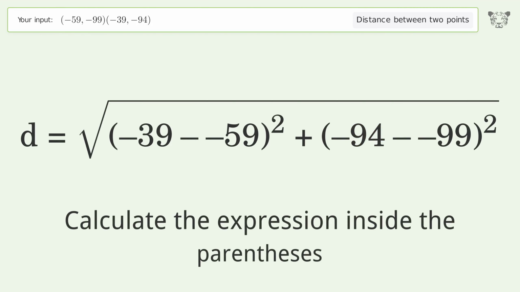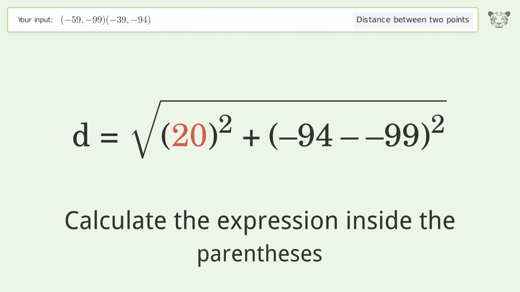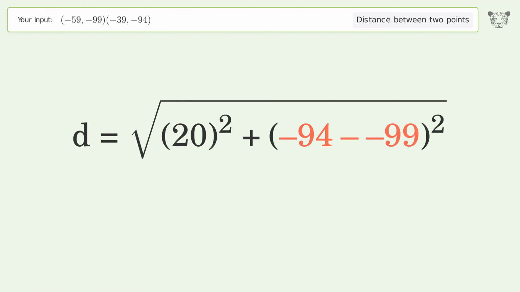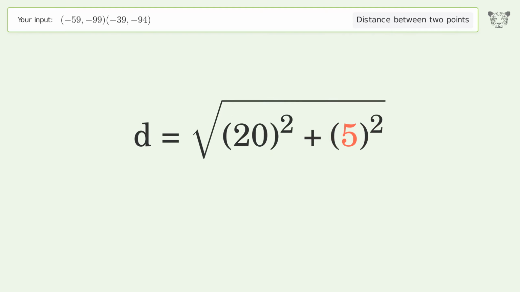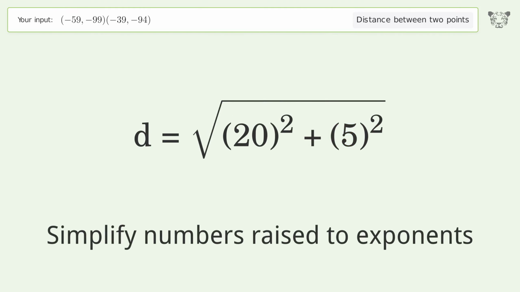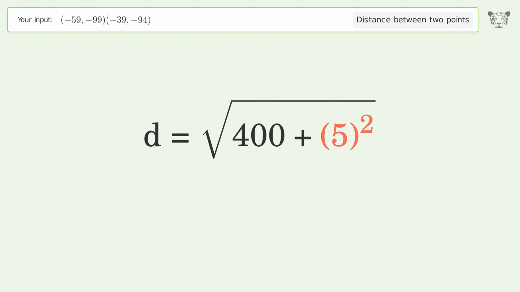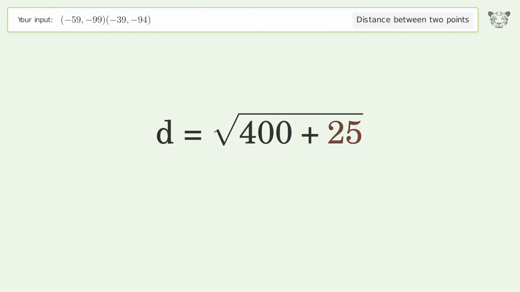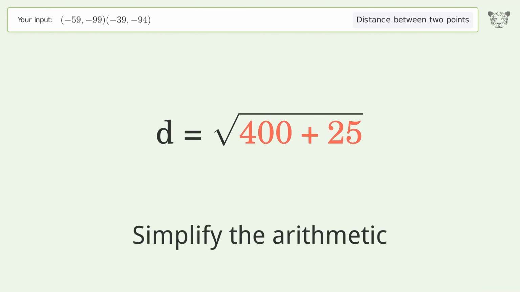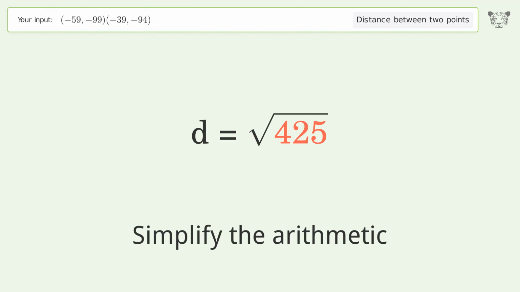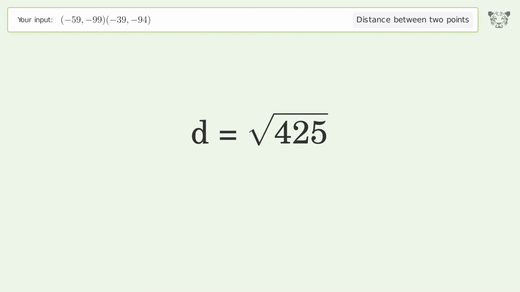Calculate the expression inside the parentheses. Simplify numbers raised to exponents. Simplify the arithmetic. And so the distance between the 2 points is the square root of 425, or 20.616.